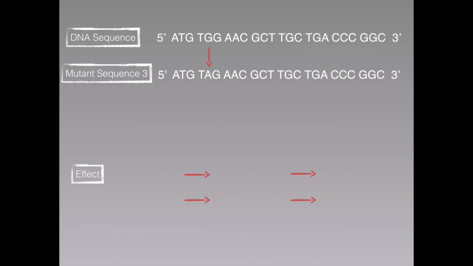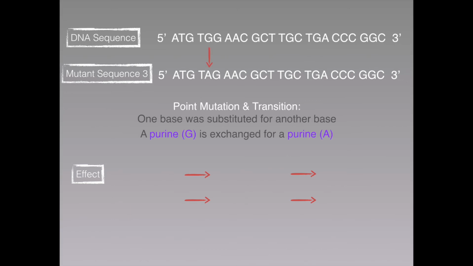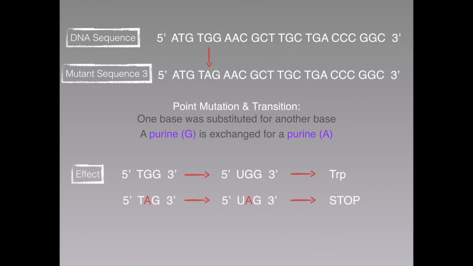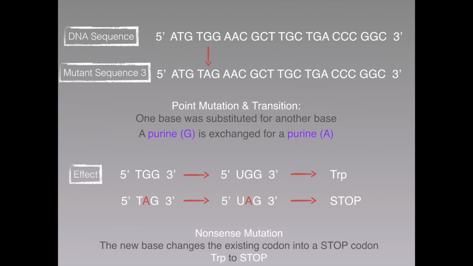In our third mutation, G is replaced with A. This is a transition mutation as both G and A are purines. The original DNA codon of TGG becomes UGG, which codes for tryptophan. The mutant strand codon of TAG becomes UAG, which signals a stop codon. This is an example of a nonsense mutation as the new base changed the existing codon into a stop codon.